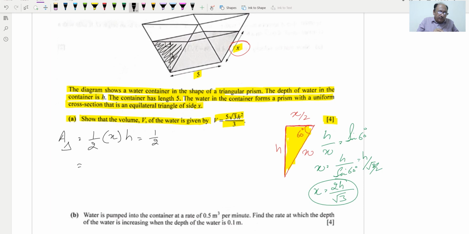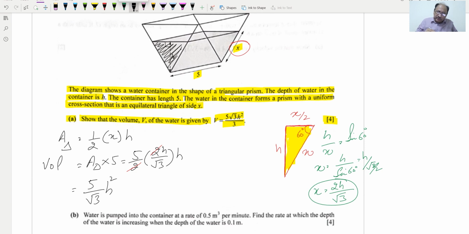Volume will be what? Volume, we can write volume will be area of the triangle multiplied by 5. So what we can do, we can write it as 1 by 2, or we can write 5 by 2 into x is 2h over under root 3 into h, and this will be equal to 5 by 2, we can cancel this 2, so it will be 5 over root 3 into h square.